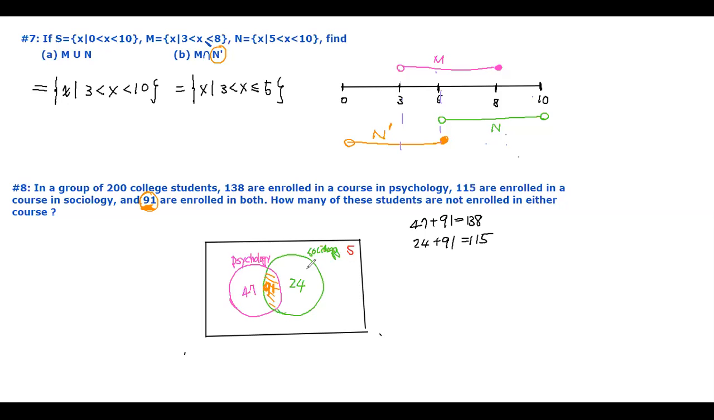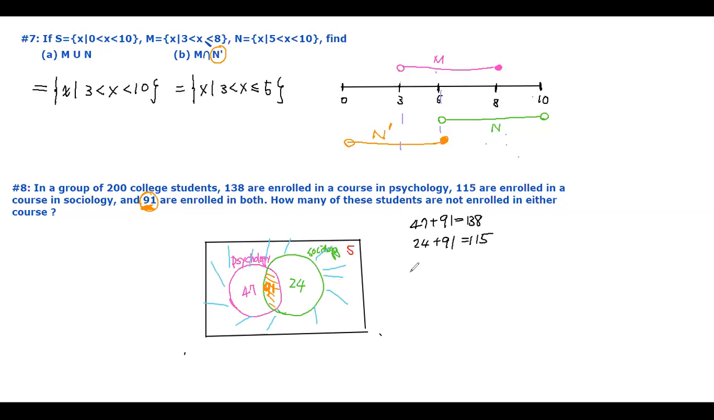Okay, so now the question asks us, how many students are not enrolled in either of the courses? So what does that mean? That means I'm really looking for what is not in either one of these. So I'm looking for here, outside these two courses. That means those students are not enrolled in either one of them, right?